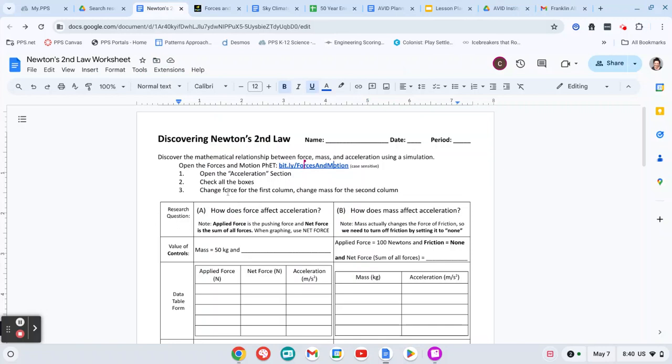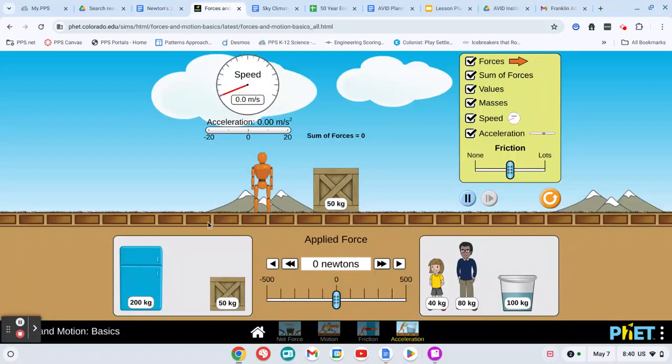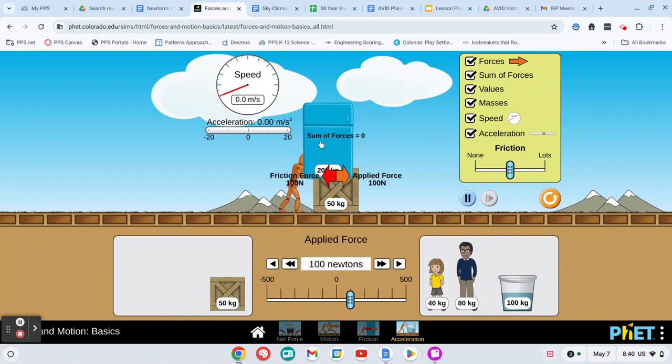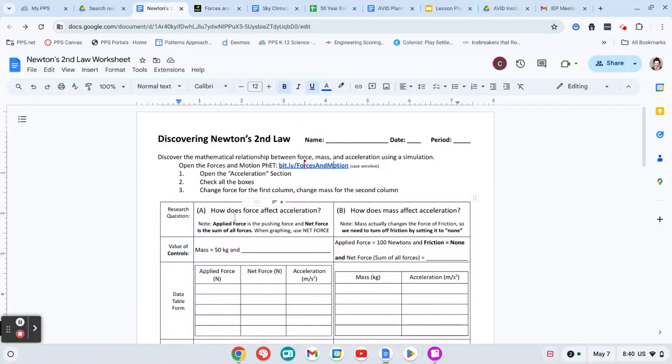You're going to be changing the force for the first column and changing the mass for the second column. So you'll be able to change the applied force over here by pushing with different amounts of force on the box. And in the second one, you'll be changing the amount of mass of the box. So you'll be able to add additional mass by putting things on here. Great. So for this first one, we are focusing on this question: how does force affect acceleration?